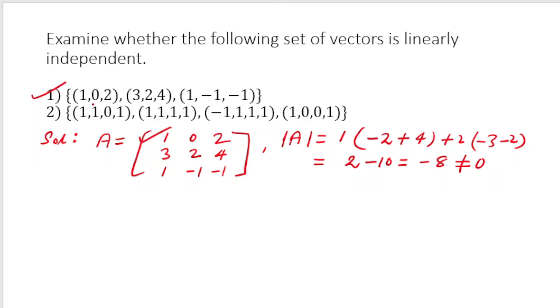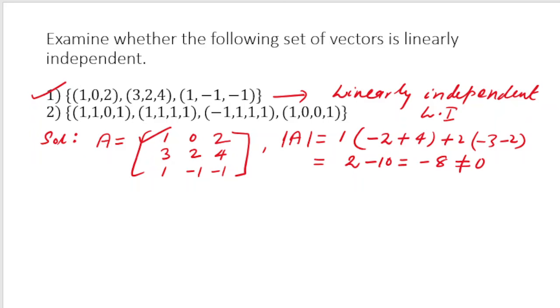So it means that this set of vectors is linearly independent, and in short I can write linearly independent as LI. So this is the first way, and especially if the matrix is a square matrix, we can use this.